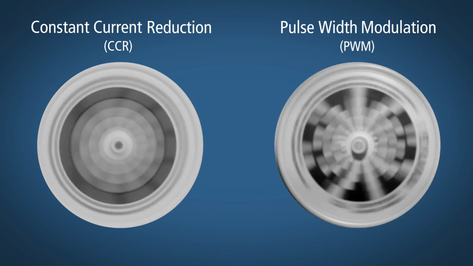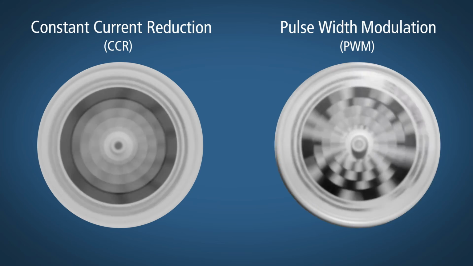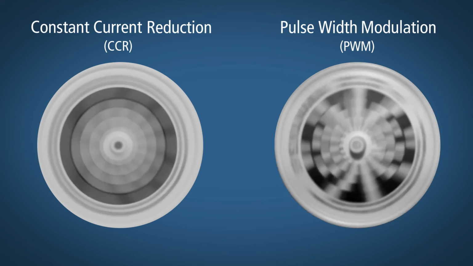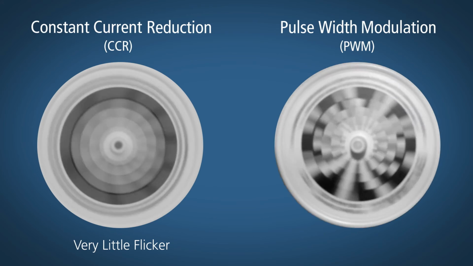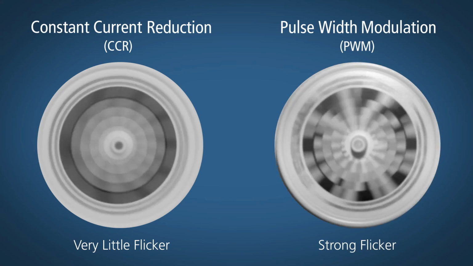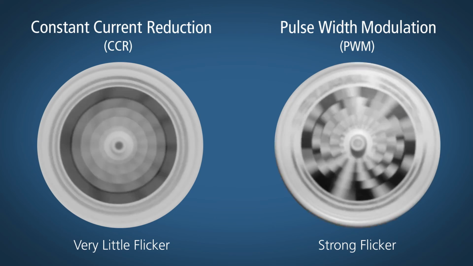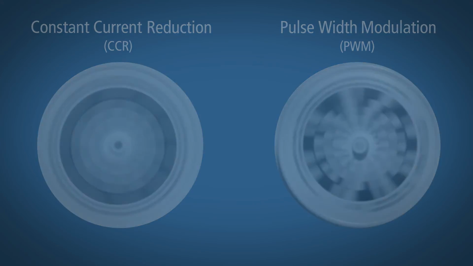You'll notice that the wheel on the left that has a CCR power supply tends to have constant concentric circles. This is a sign of a luminaire that has little flicker. The spinning wheel on the right has clearly chopped up segments. You're seeing the strobe effect. This is perceived as flicker.